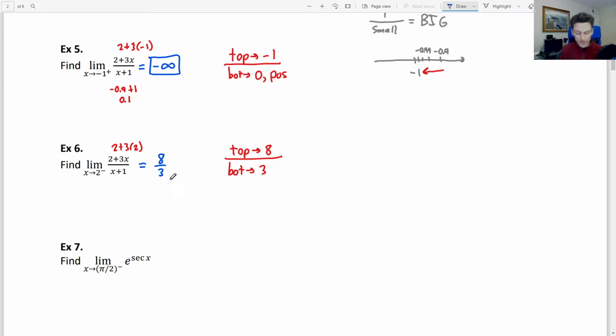8/3. Here, we don't have any of the issues that surround division by 0. The issue before was that the bottom was approaching 0, so something was happening to the overall fraction. But here, the bottom is not approaching 0, it's just approaching 3. So if the top's approaching 8 and the bottom's approaching 3, then overall the fraction is getting closer and closer to 8/3. So that's what the limit is, just 8/3. It's just that number. Nothing special about that particular limit.